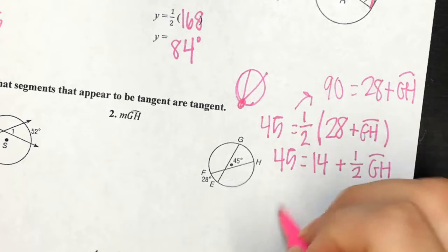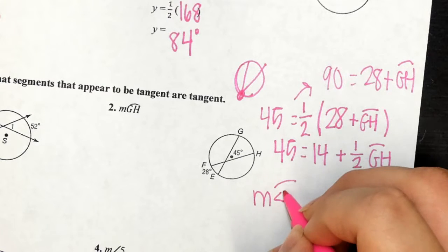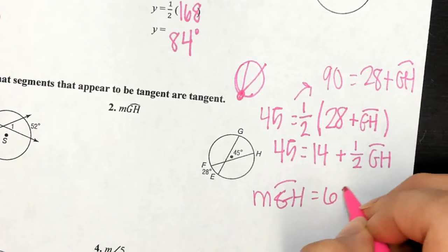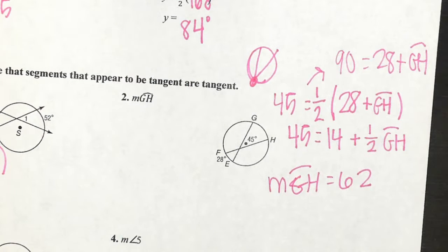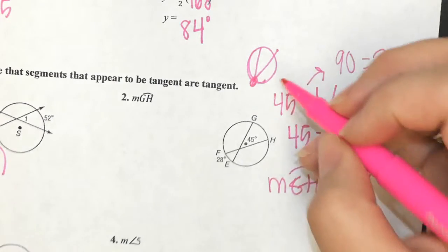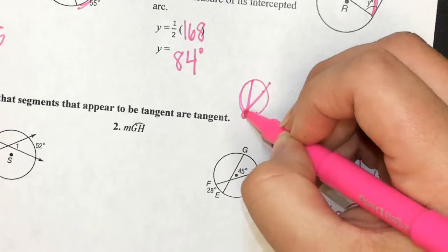Yeah. So either way you do it, the measure of GH should have been 62. 45 times 2 is 90, so it doesn't work to double it. That only works in this case where the angle is back here on the bottom. Okay, do 3 and 4.